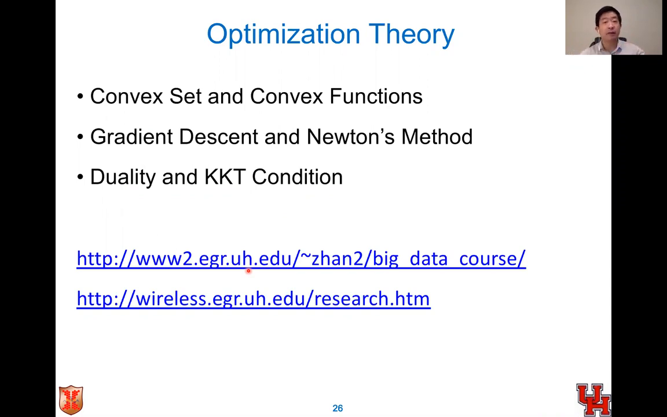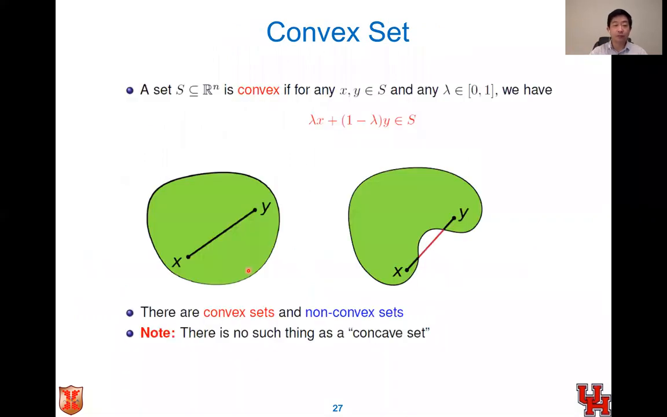Let's talk about some basics of optimization. We talk about convex sets, what convex optimization is, what the algorithms are, and also some optimality conditions. So what is a convex set? When you do an optimization problem, your variable has a feasible set, and this feasible set can be convex or non-convex. So what is convex? Suppose you have an X and a Y within the set. When you link them with a line, everything in the middle is within the set. If this holds for all X and Y, you have a convex set.